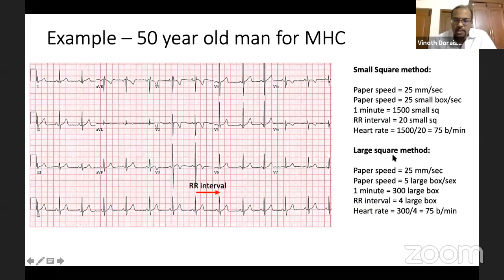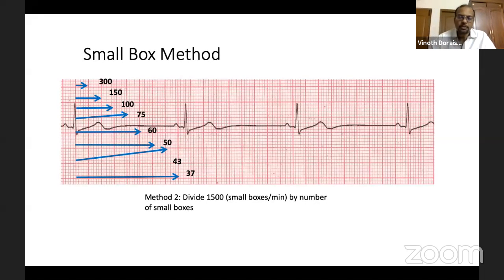You can also use the large square method. So again, 5 large boxes per second, 300 large boxes per minute. The R interval is 4 large boxes. So 300 by 4 is equal to 75 beats per minute. So both ways you get 75 beats per minute. So this is the small square and large square method.